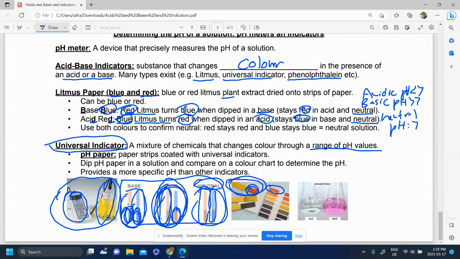You don't have to memorize that chart. You just have to know how to use it. And then you can use that to figure out what your pH is. So about a pH of 2, for example, for this one here. So it's a more specific pH compared to an indicator like litmus.